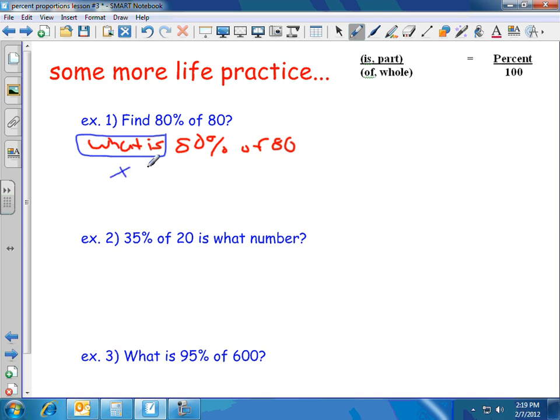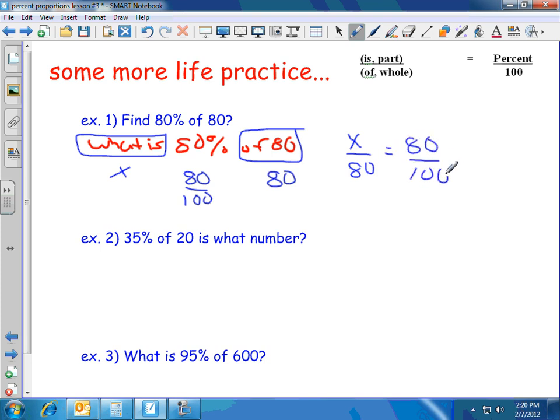something that we don't know. So that's going to be x. 80% is going to be represented by 80 over 100. And of 80 is going to be 80. So notice, is over of equals percent over 100. So we're going to set this up. x over 80 equals 80 over 100.